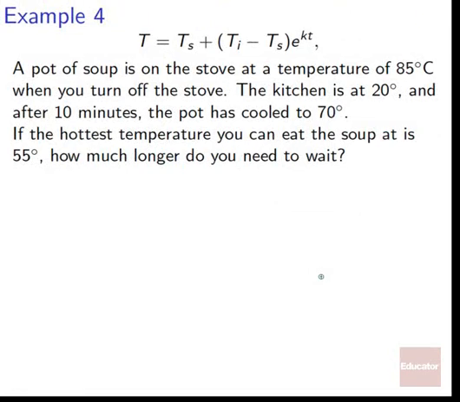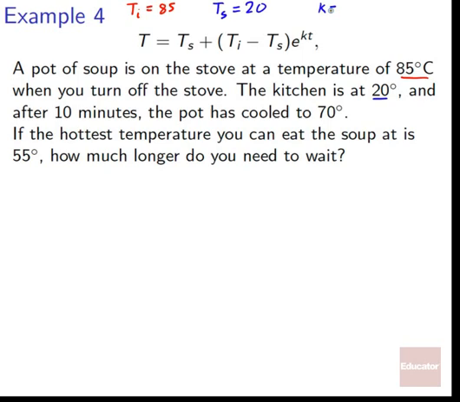Example 4. A pot of soup is on the stove at a temperature of 85 degrees centigrade when you turn off the stove. The kitchen is at 20 degrees, and after 10 minutes, the pot has cooled to 70 degrees. If the hottest temperature you can eat the soup at is 55 degrees, how much longer do you need to wait? All right, so let's figure out our things here. What's the initial temperature of our soup? The initial temperature of the soup is 85 degrees. We were told that it started off at 85 degrees. We're told that the kitchen is at 20 degrees, so the surrounding environment temperature is 20. Now, we don't know what the ratio is.